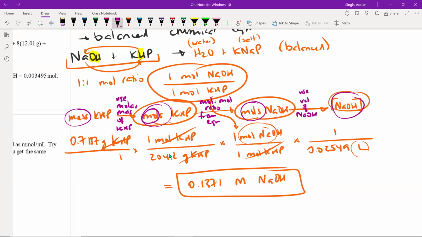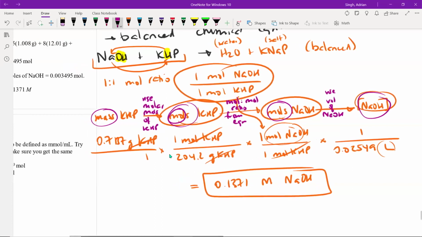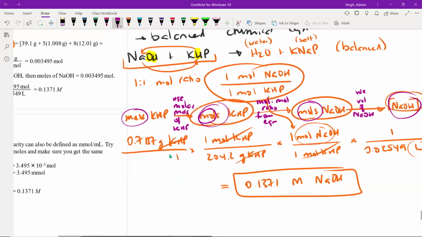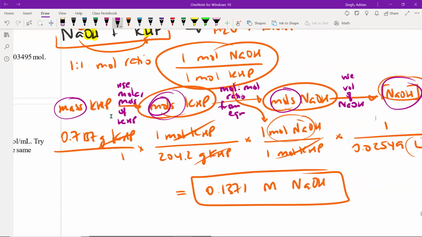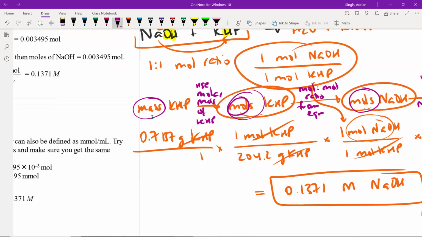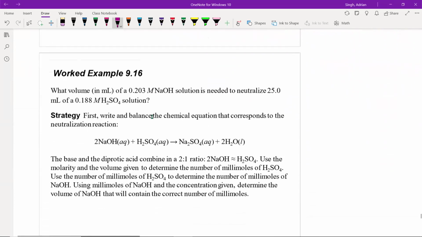All right, and when it comes to solution stoichiometry, these are the same general steps we're going to use for every single solution stoichiometry problem. The goal here for any stoichiometry is to get to moles. In this case, we're getting to moles by using our molar mass. We can also get to moles by using other things, as we'll see in the next question.